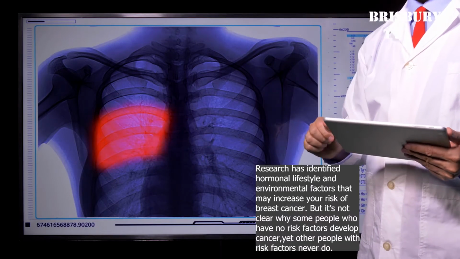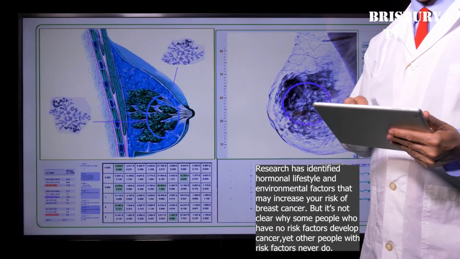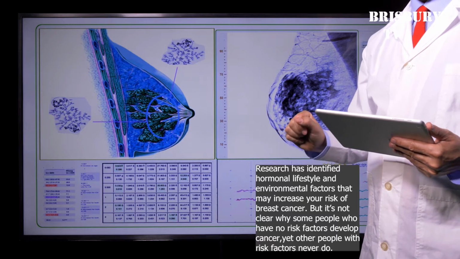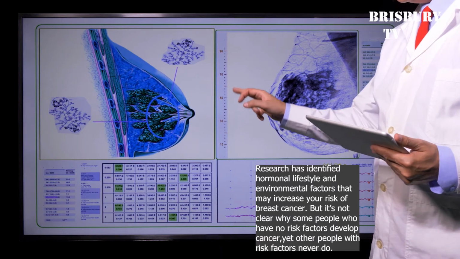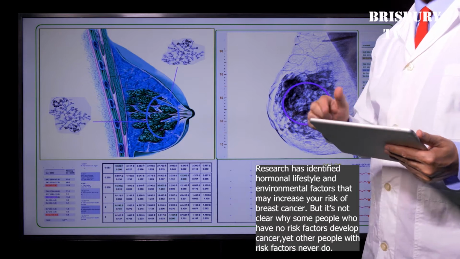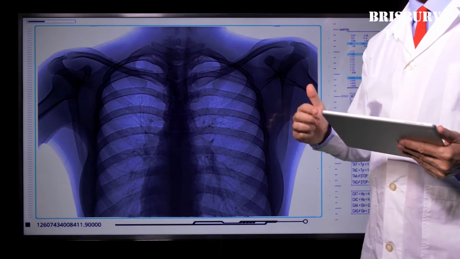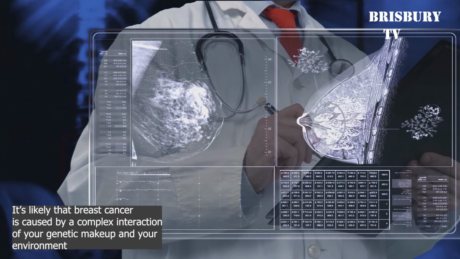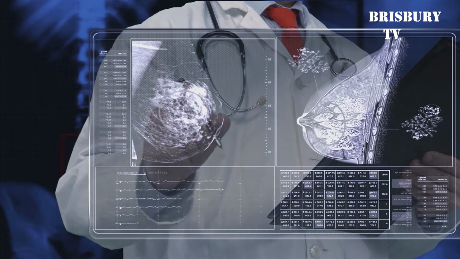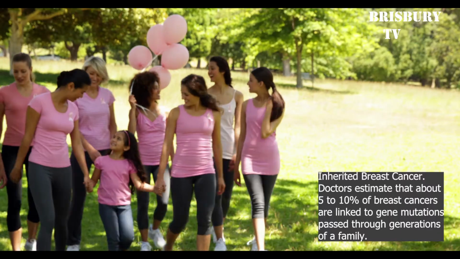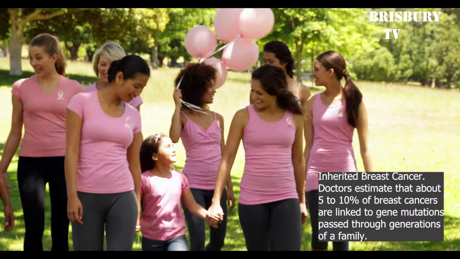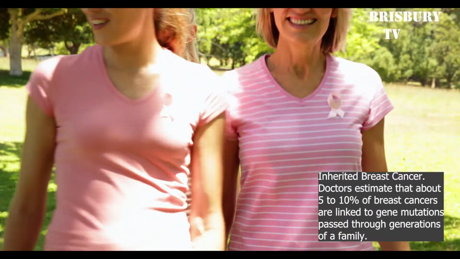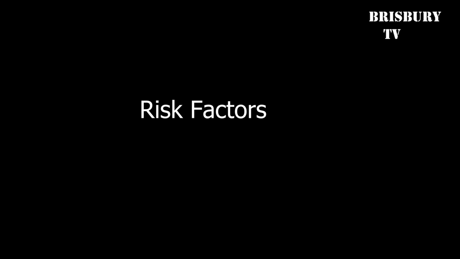Research has identified hormonal, lifestyle and environmental factors that may increase your risk of breast cancer. But it's not clear why some people who have no risk factors develop cancer, yet other people with risk factors never do. It's likely that breast cancer is caused by a complex interaction of your genetic makeup and your environment. Inherited breast cancer: doctors estimate that about 5 to 10% of breast cancers are linked to gene mutations passed through generations of a family.